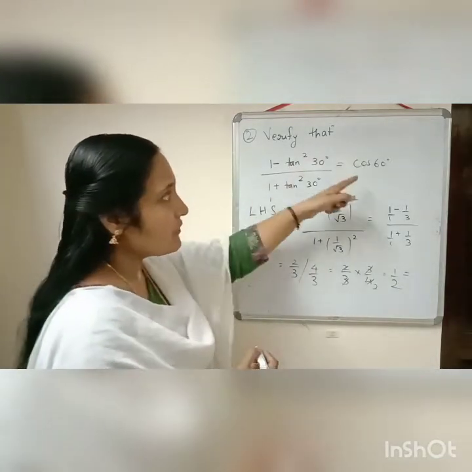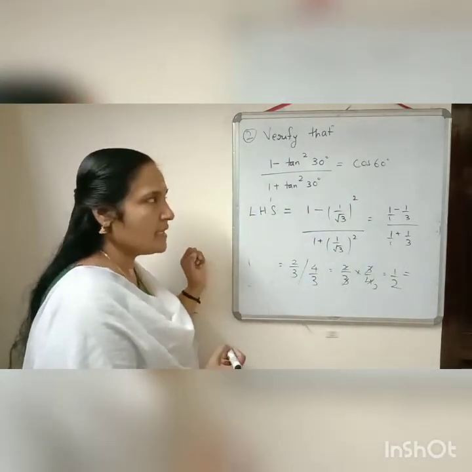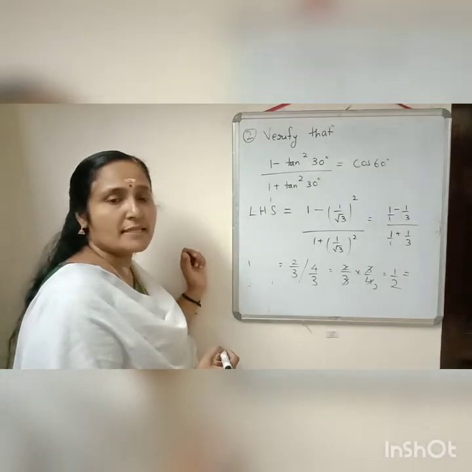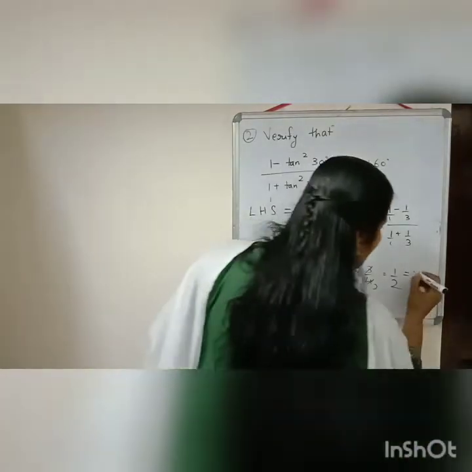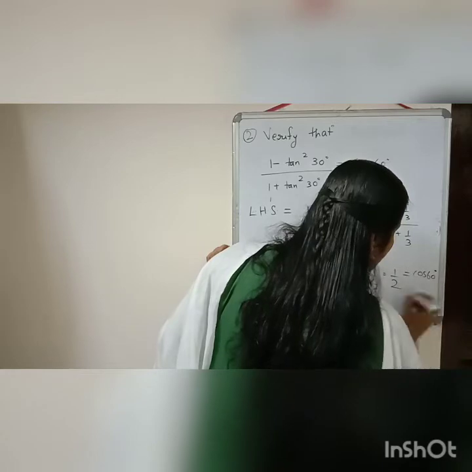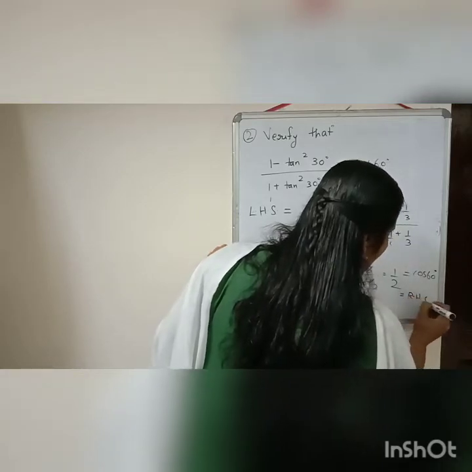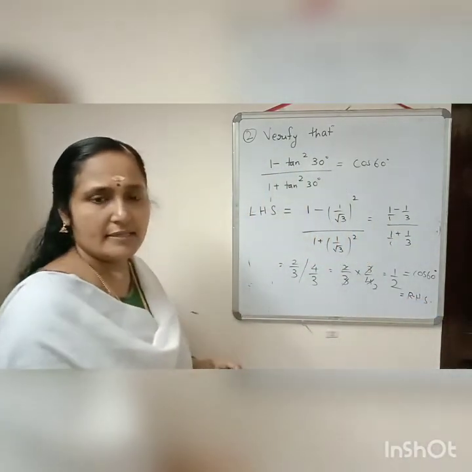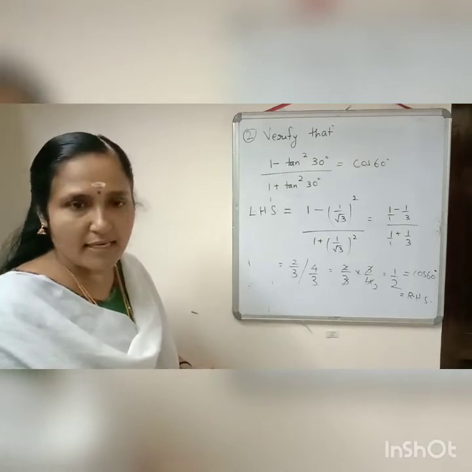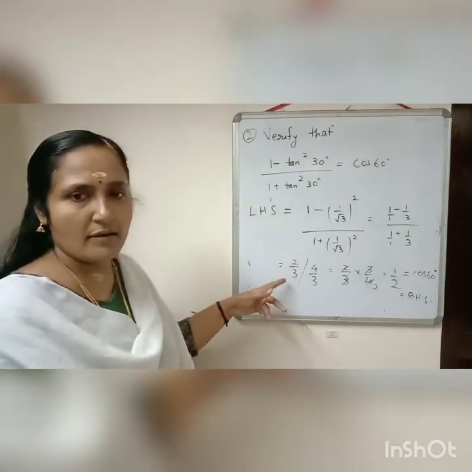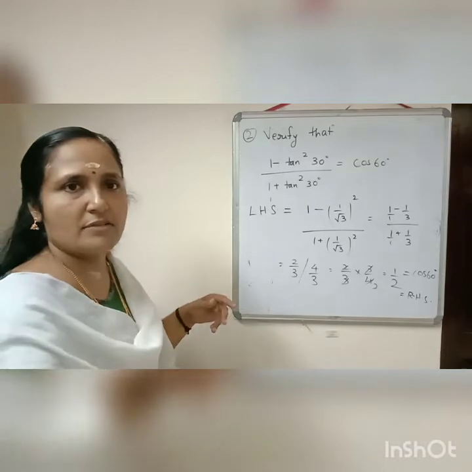And we have to prove RHS is equal to cos 60 degree. And what is the value of cos 60 degree? 1 by 2. So here you can write which is equal to cos 60 degree equal to RHS. So you can write hence verified. So this is clear how to verify this one. Okay. So moving on to the next question.